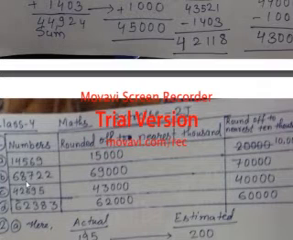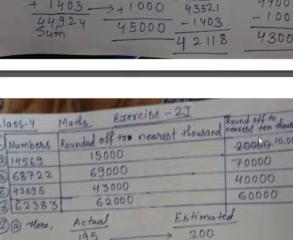Thousands place, hundreds place, tens place, and ones place, when we are rounding 10,000, it becomes 70,000. We should understand, when we are rounding to the nearest 1000, then the hundreds, tens and ones should be 0. When we are rounding to the nearest 10,000, then the thousands, hundreds, tens and ones should be 0.